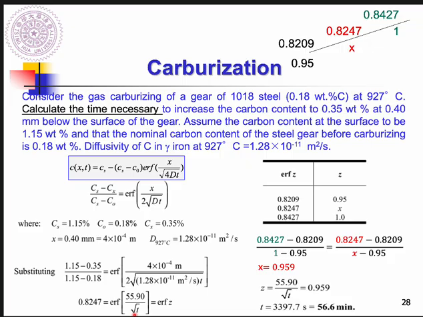So I can get t as around 3,397 seconds. This is how you use the corresponding solution to estimate how much time you need to increase the carbon content from 0.18 to 0.35. It takes around an hour. Okay, so this is the example.